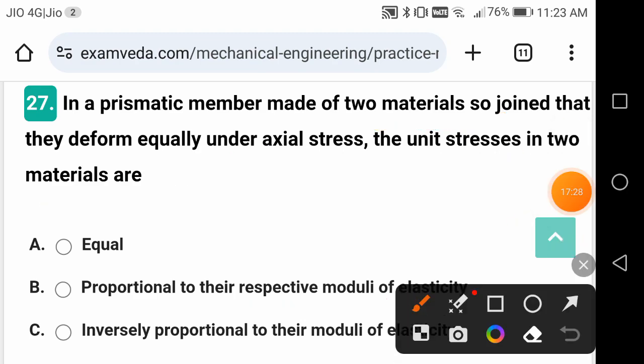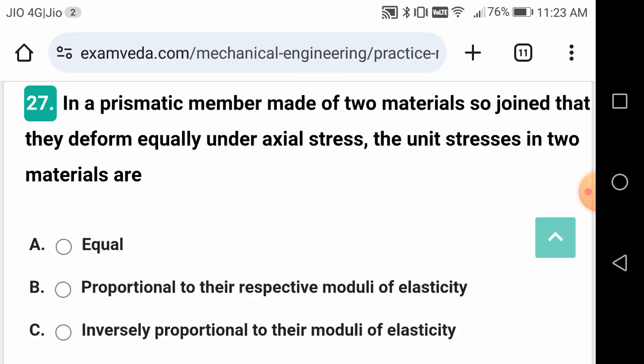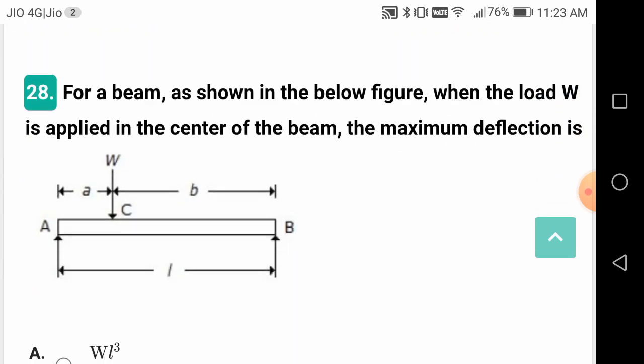Unit stress, let us say sigma, is proportional to Young's modulus or modulus of elasticity, and the ratio of moduli E1 by E2 is known as modular ratio. Such types of beams are also known as flitched beams.